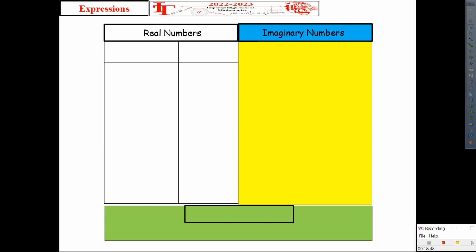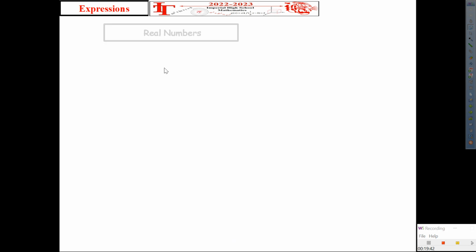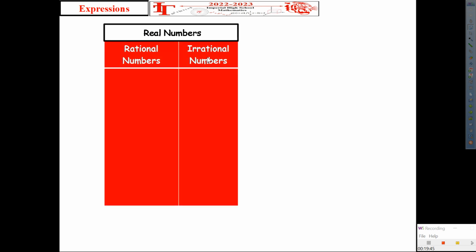So I'm going to start at the column of real numbers. Real numbers are broken into two subgroups, called rational and irrational. Label that, please: rational and irrational. Right now I'm on the column of real numbers. I'm still not in the column of imaginary. Let's start with real numbers, but I'm going to focus on rationals only.